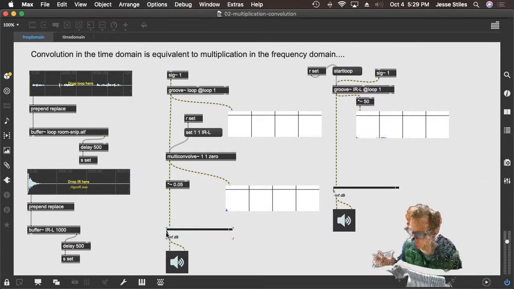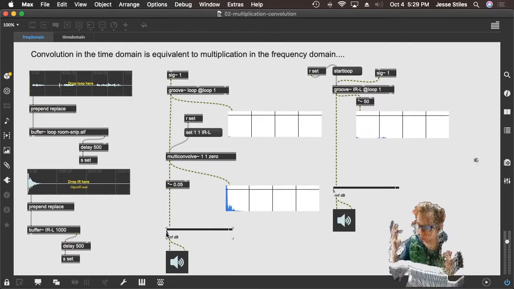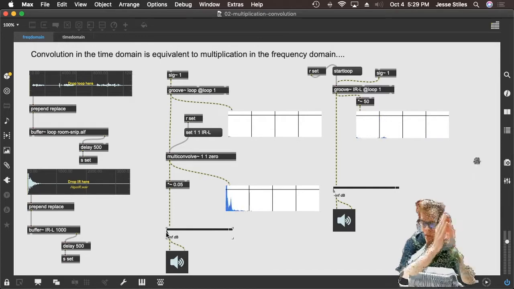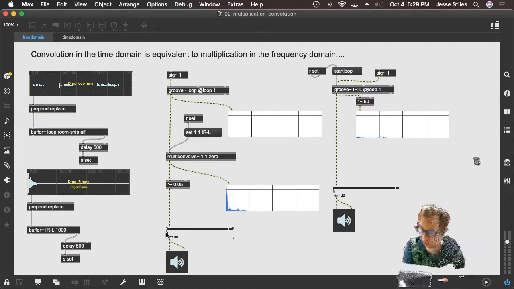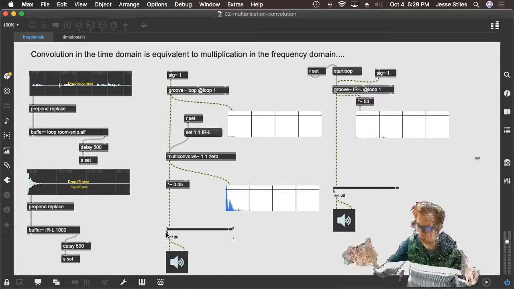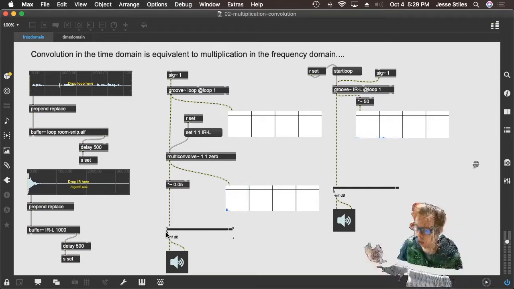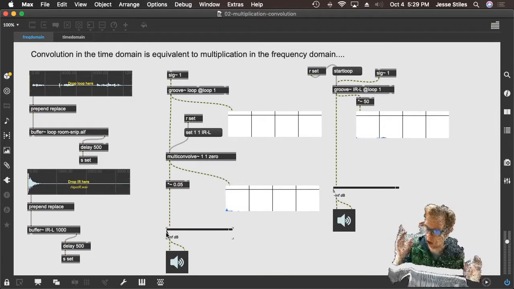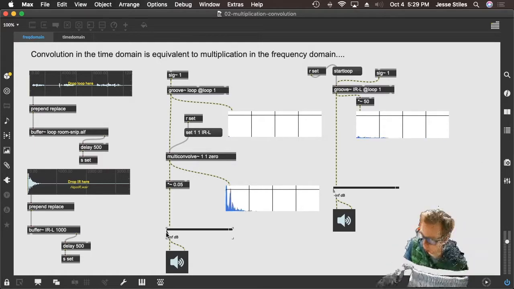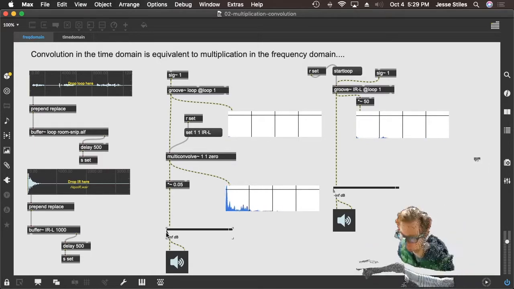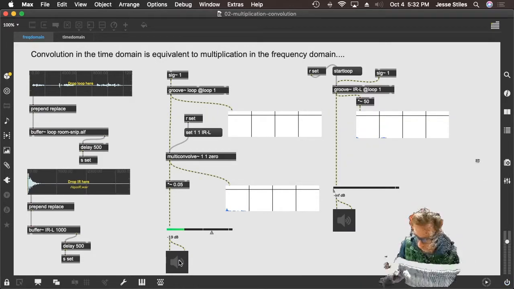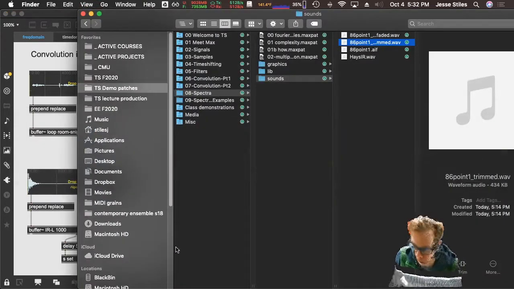And in effect, what we're doing here is we're looking at the spectrum of the impulse response, the spectrum of our input signal, Alvin Lucier's voice, and we're multiplying those two spectrums together. So that's what we mean when we say the convolution in the time domain is equivalent to multiplication in the frequency domain.